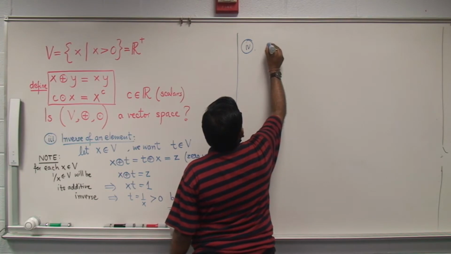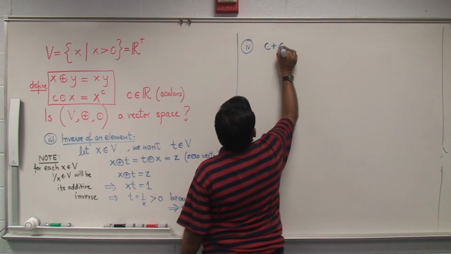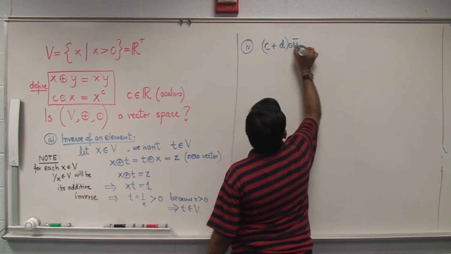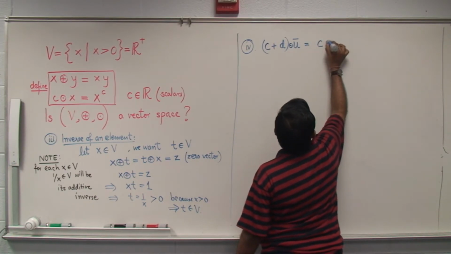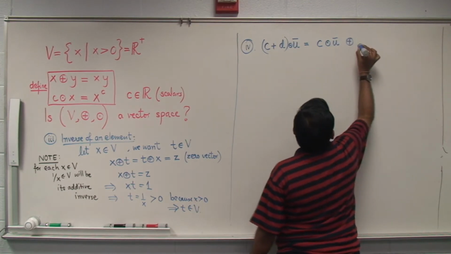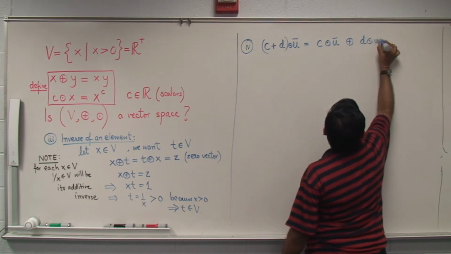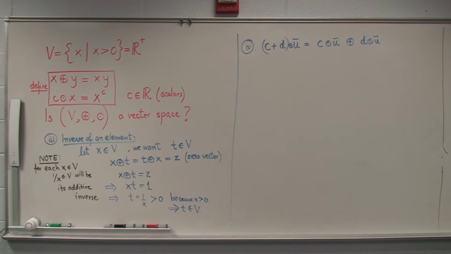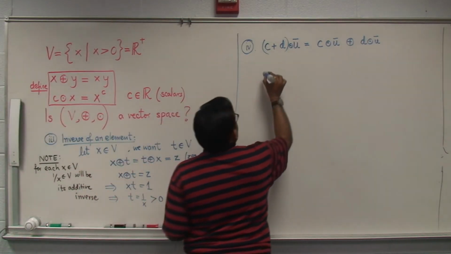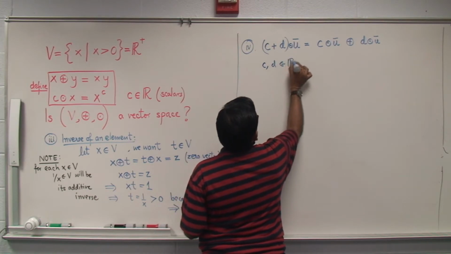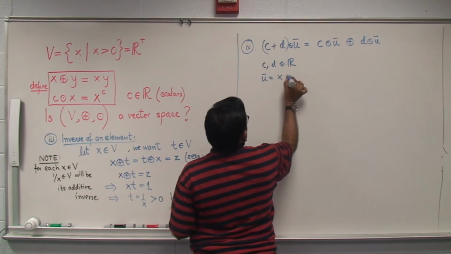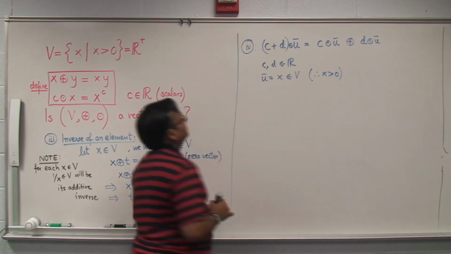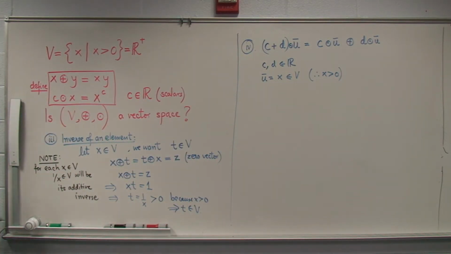Okay, let's check the same axiom which gave us the idea last time. So this axiom, C plus D times U, is C times U plus D times U. I've deliberately written it in that form so that we keep reminding ourselves the kind of operations we are using. Okay, so C and D are real numbers, and for our vector u we take x, which belongs to V. So keep in mind x is positive. Okay. So we'll go with the left hand side.